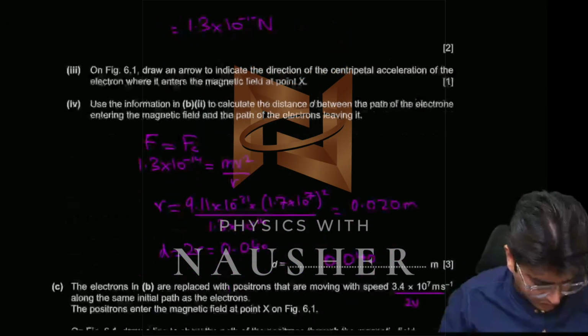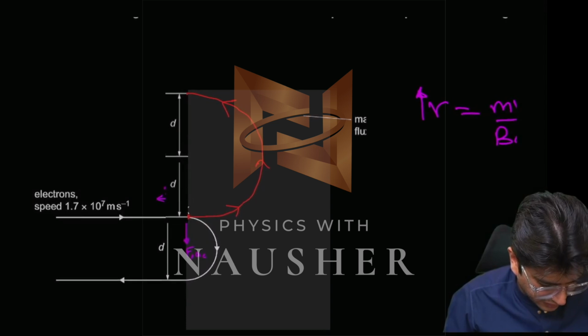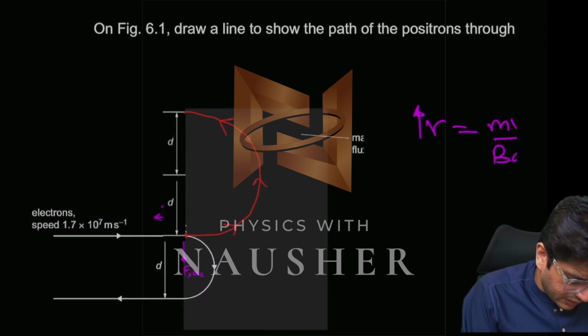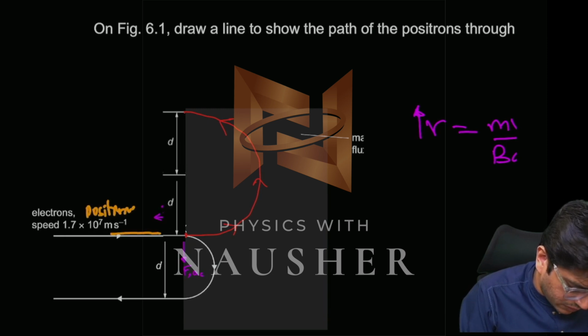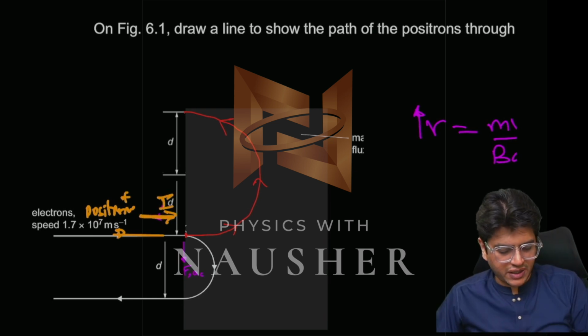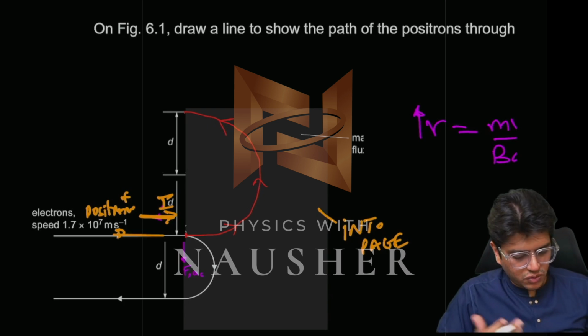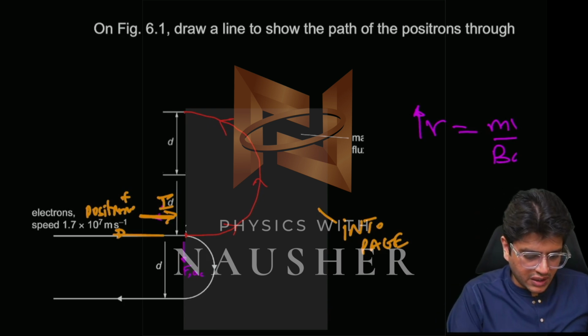And I should have done this over here. Yeah, I've done it over here. So with positrons, if you have positrons coming in from here, remember, positrons are positively charged, so your current finger, your second finger, should be pointing this way. Magnetic field is into the page, as you know. They haven't changed that.